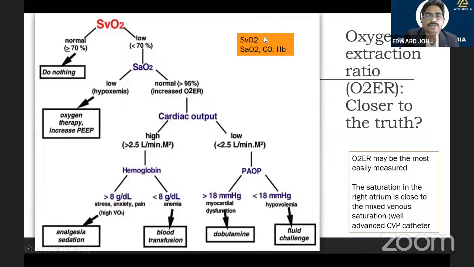So the mixed venous saturation depends upon the arterial oxygen saturation of the hemoglobin, cardiac output, and your hemoglobin. So 3 factors determine the mixed venous oxygen saturation. Suppose the mixed venous saturation is normally 70. If it is greater than 70, no problem. If it is less than 70, you look at the arterial oxygen saturation.